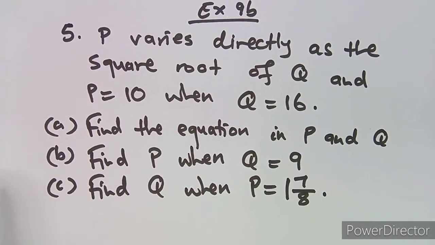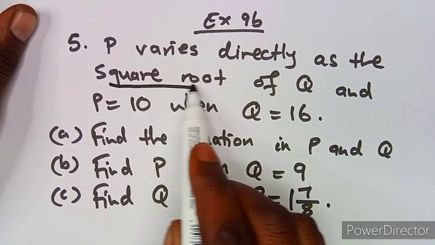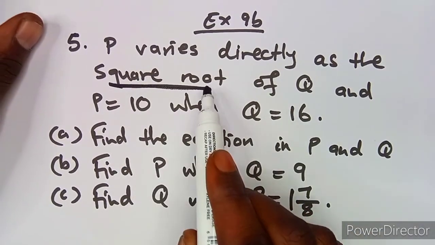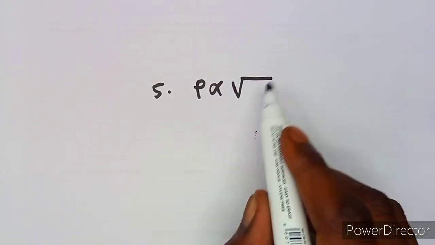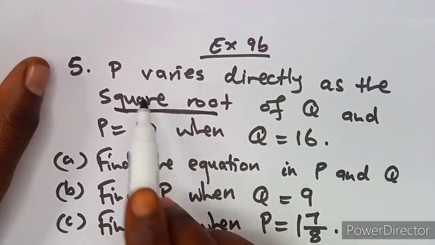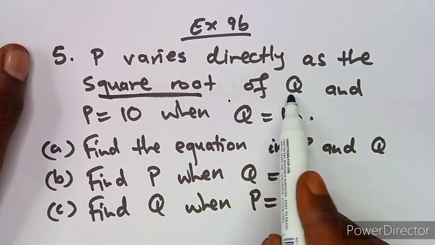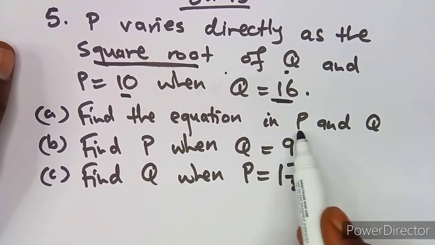So as you can see, another question, question number 5: P varies directly as the square root of Q, and P is equal to 10 when Q is equal to 16. Find the equation. So this time it is the square root. So take note, guys, we are given the square root. I'm going to just write this as P varies as the square root of Q, like this. In a shorter way, P varies directly as the square root of Q, and P is 10 when Q is 16. Find the equation connecting P and Q.